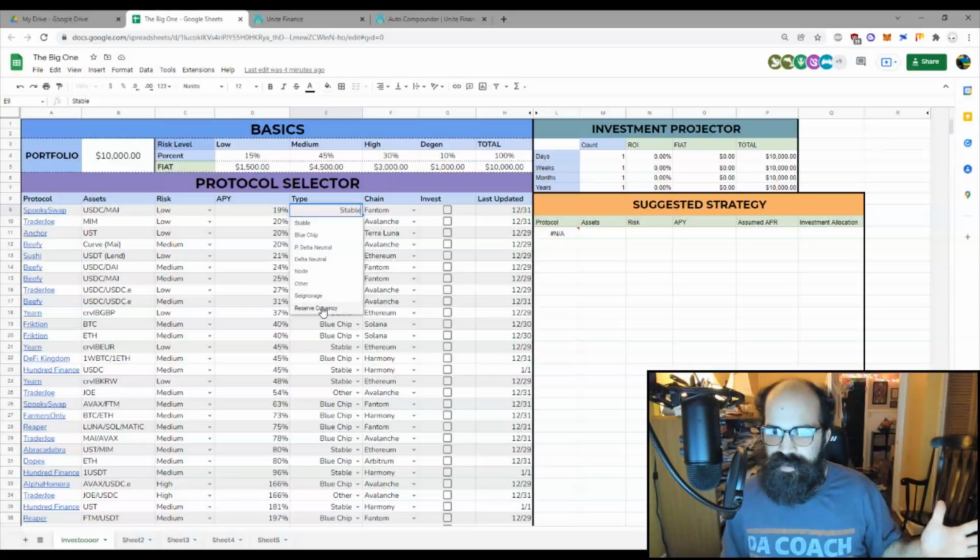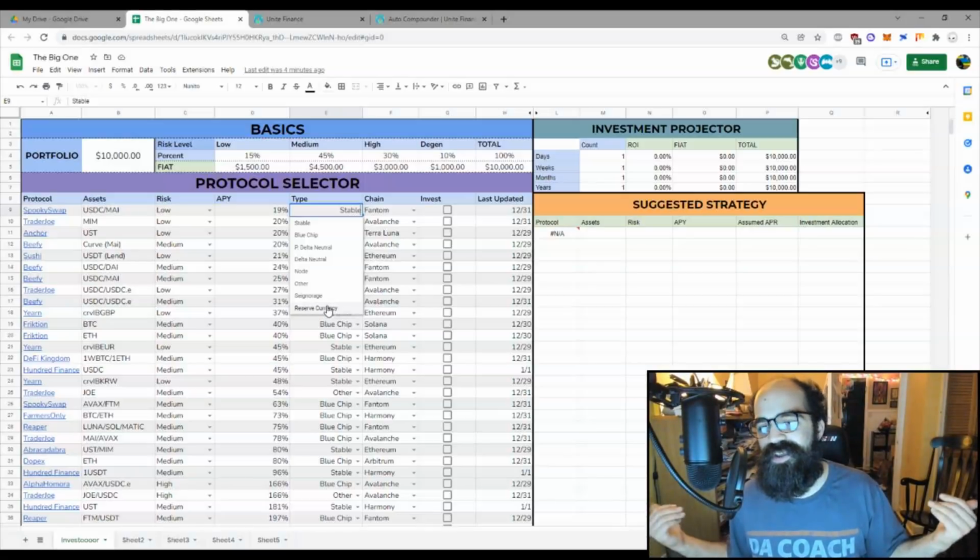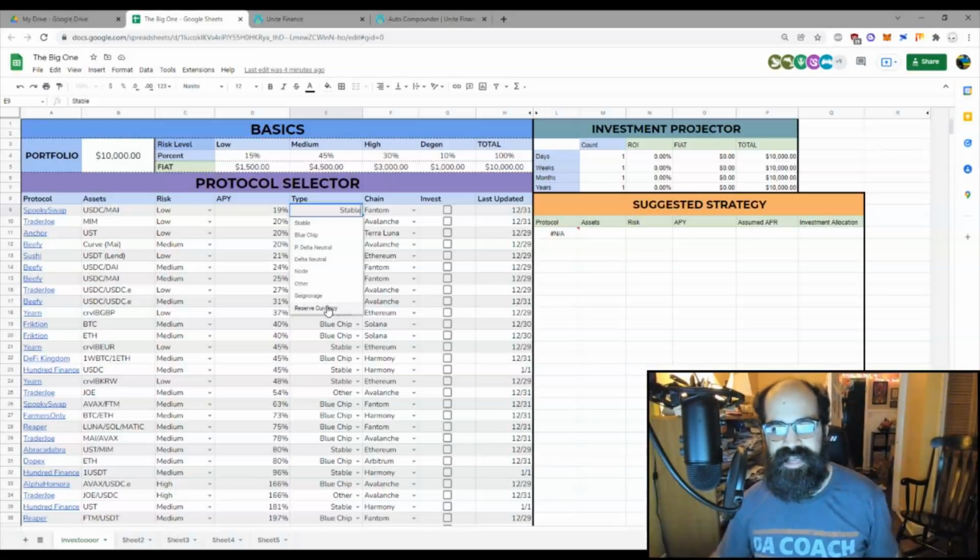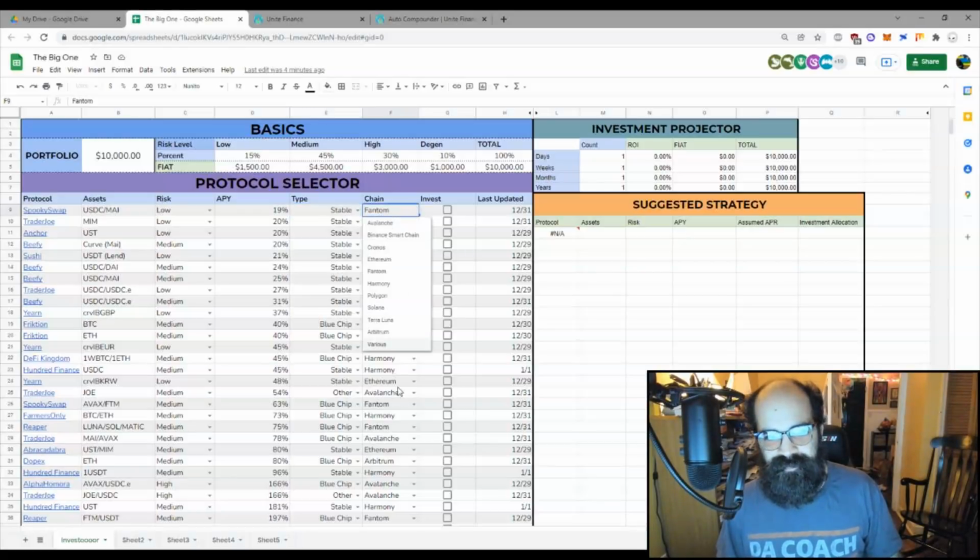Reserve currency, so these are your Ohms and Ohm forks. Ohm, Time, Klima. I don't have many of these because I'm not going to put them on there because I don't want you guys to get burnt by them. And I generally am bearish on Ohm forks, at least at the moment. If I see a change in the charts, then I'll have a change of heart. Hey, that rhymed. Okay, so then the chain, there we go.